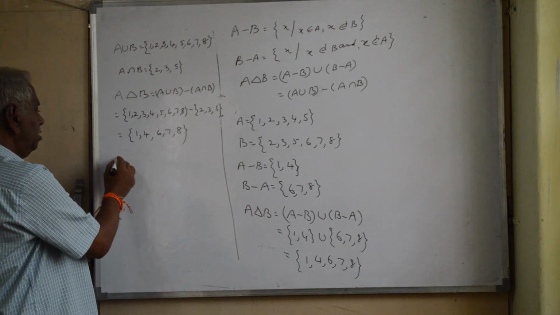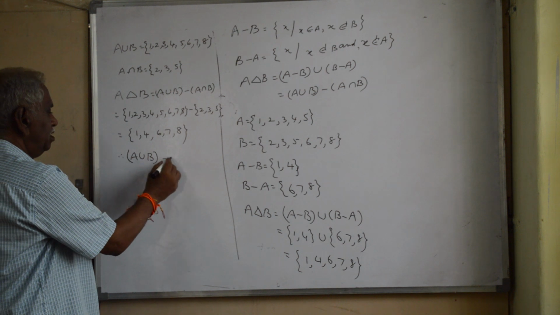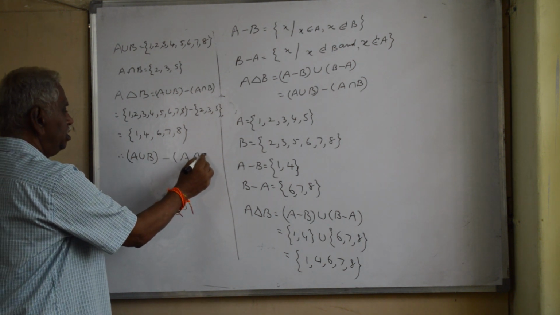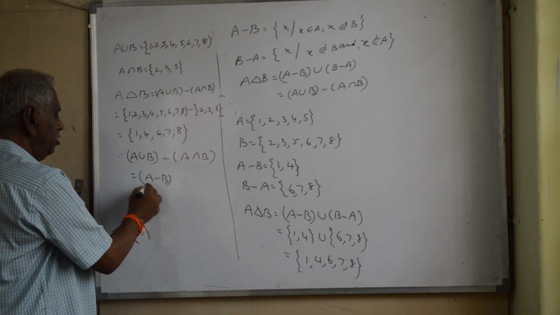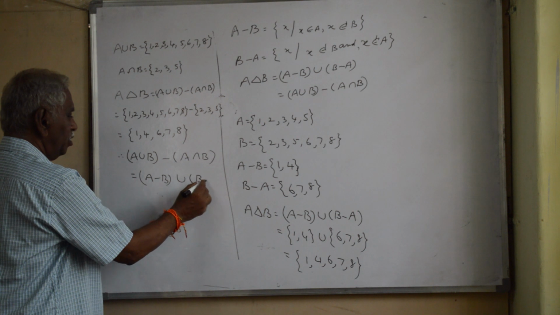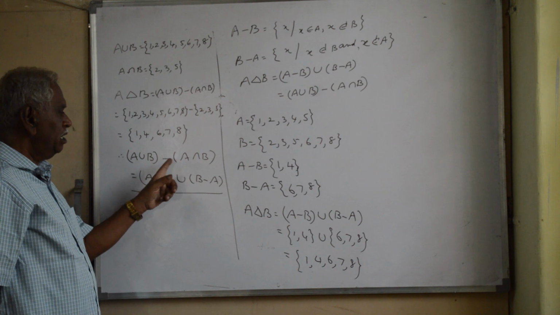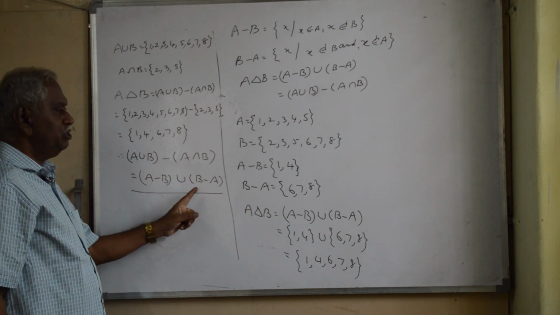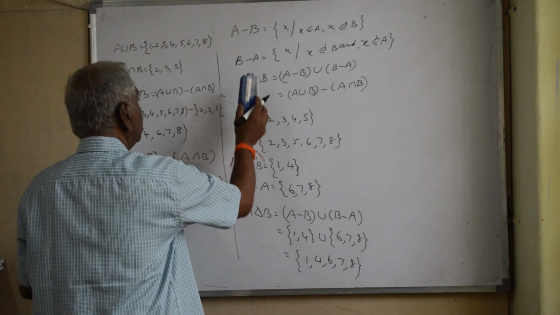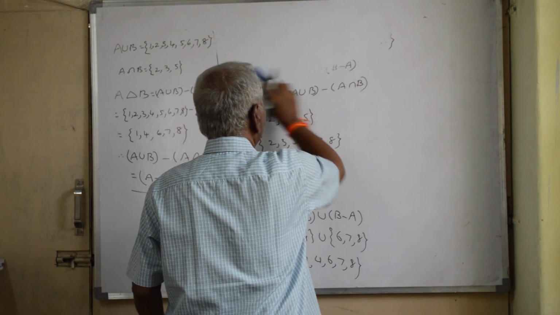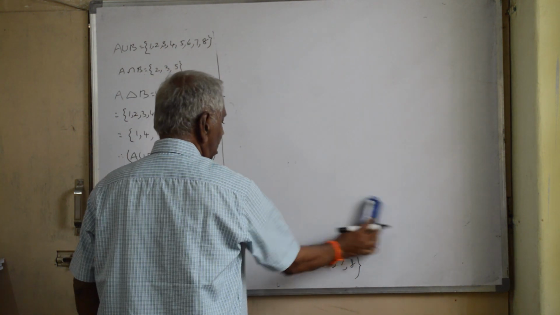So we can say A union B minus A intersection B is equal to A minus B union B minus A. This is the formula. Next, we represent some of the sets in a diagram. They are called Venn diagrams.